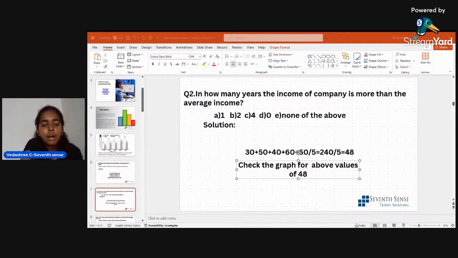Okay. So now, in the second question, what is the question? In how many years is the income of the company more than the average income? So now we need to calculate the average first, the average of all the incomes. First, check out the bar graph. First, take a screenshot of this bar graph.